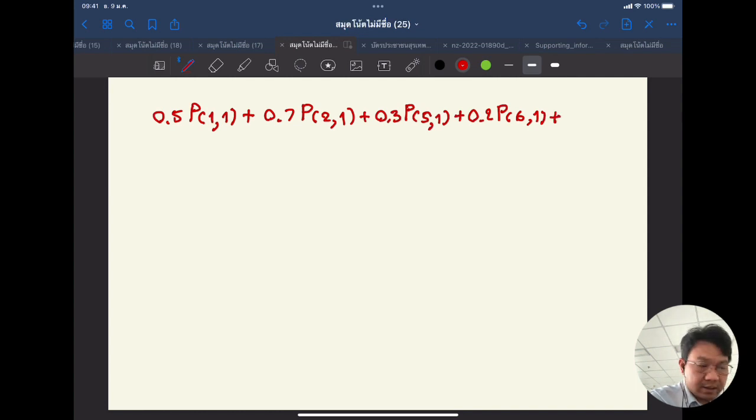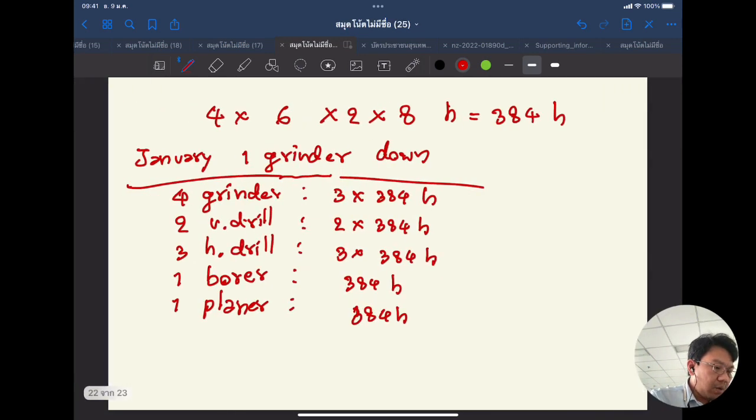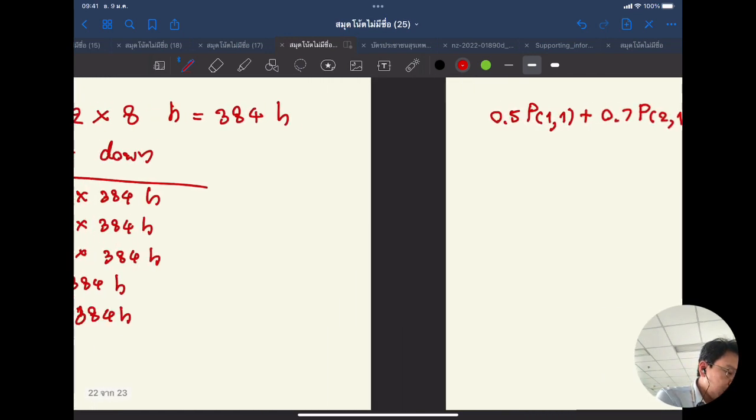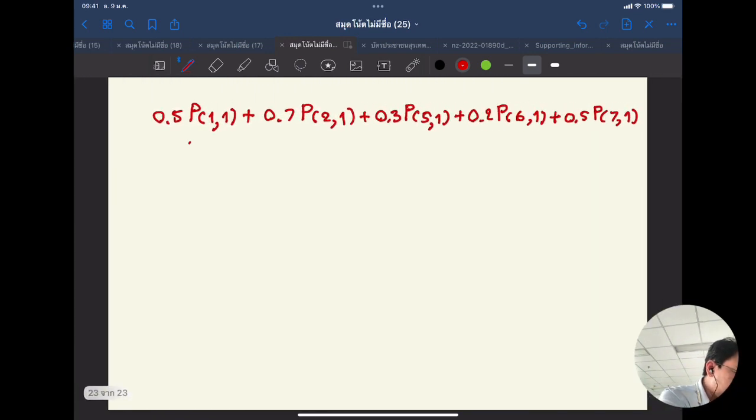And then finally, for product 7, we need 0.5 hours for the production. So the availability of the grinder we have is 3 times 384. So this number should be lower than 384.